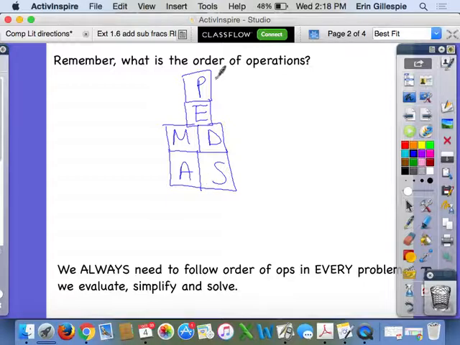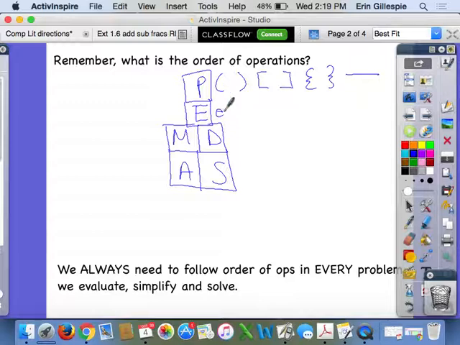Remember, P is supposed to let us remember about parentheses or any other grouping symbol. Now remember, those come first if there's something to do within those parentheses. Fraction bar also acts as a grouping symbol. So if there's an operation to do inside of these, or in the numerator and denominator, then you do that first. If there's simply just a number in parentheses, and that's it, then there's nothing to do there. So then you move on to the next operation.